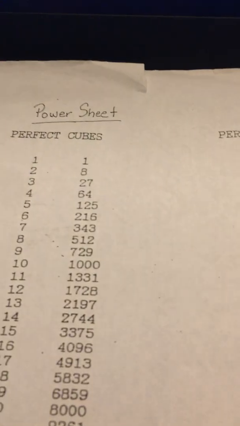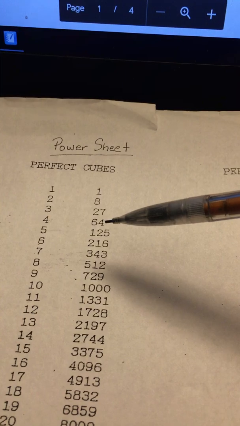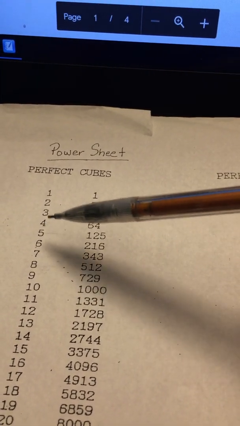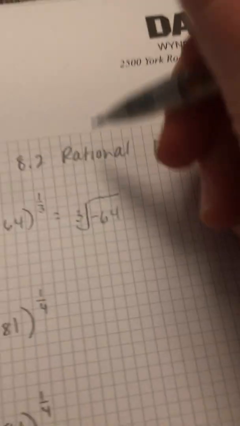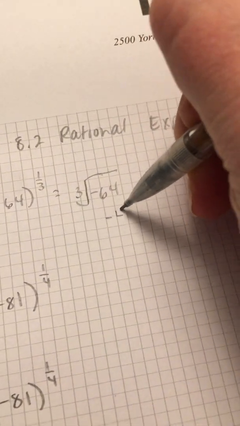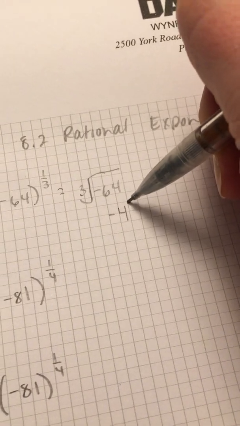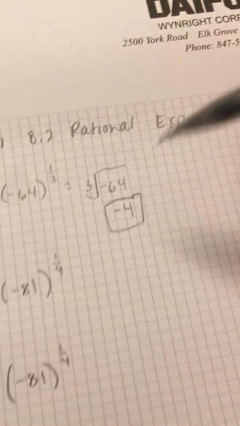I go to my power sheet, I go to my cubes, I look for 64, and I know that the cube root of 64 is 4. And in this case, it's going to be negative 4. Now the power is just 1, so negative 4 to the first is still going to be negative 4.